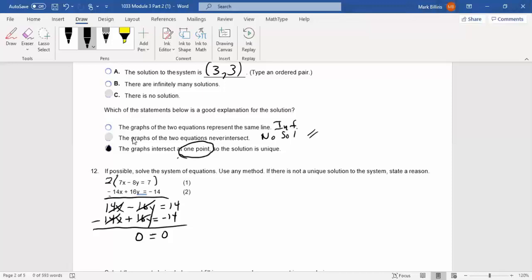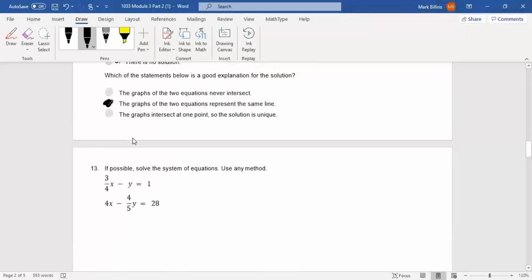Anytime we solve and the resulting answer is true, because 0 does equal 0, I would have an infinite number of solutions. If this were a false statement, if this gave me 0 equals some number other than 0, then I would have no solution.